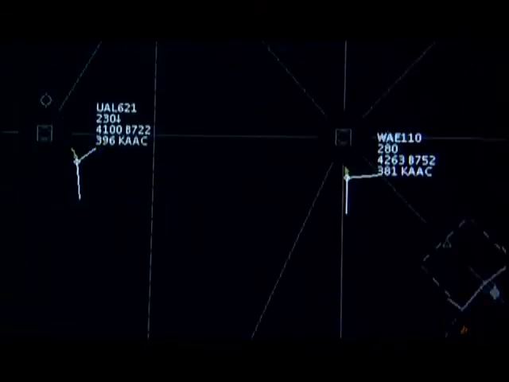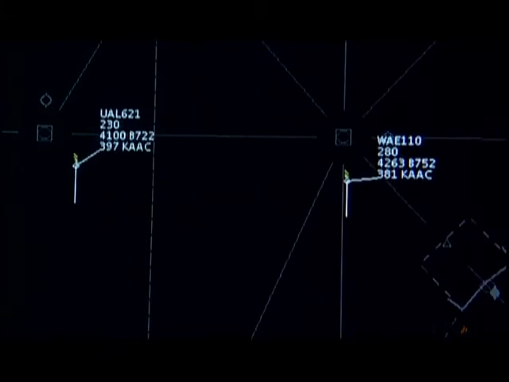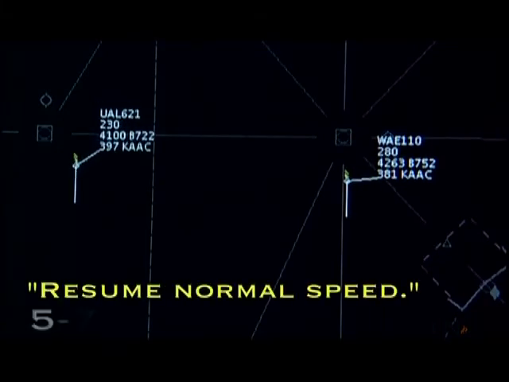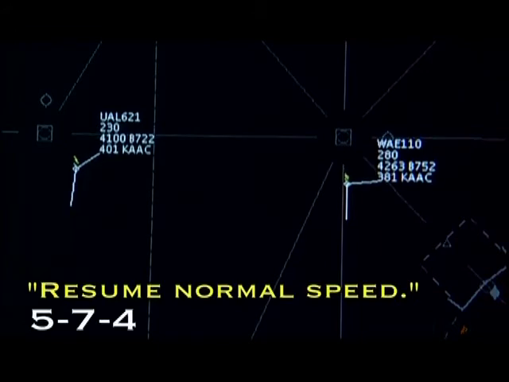If a speed adjustment that you issued is no longer necessary, say resume normal speed. The pilot will increase or decrease to whatever the normal speed would be for that given situation.